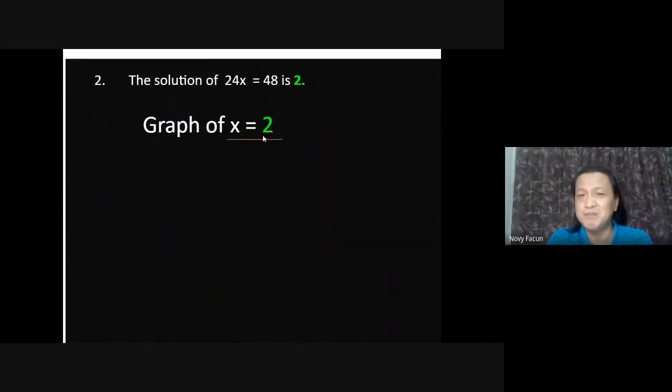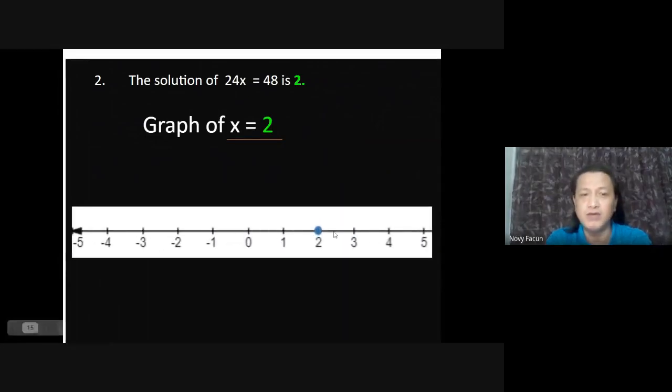So since this is positive, gawa ka ulit ng number line mo. Infinite naman to, no? So and then yung 2, you have to put the shade part on the upper part. Okay, and then ibig sabihin ito yung solution mo doon sa linear equation na 24x equals 48.